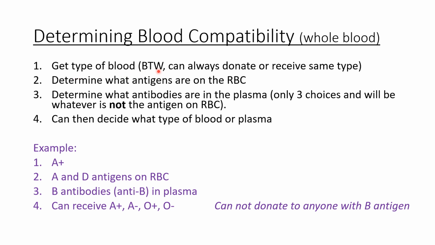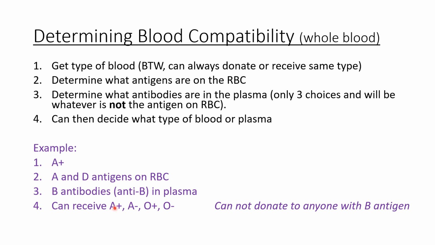So you get the type of the blood. You can always donate and receive the same type. So AB positives can receive AB positives, O negatives can receive O negatives, et cetera. Then, based on their blood type, you determine what the antigens and the antibodies are. So let's say they're A positive. That means they have both the A and D antigens, but because it's only A, they're going to have B antibodies.